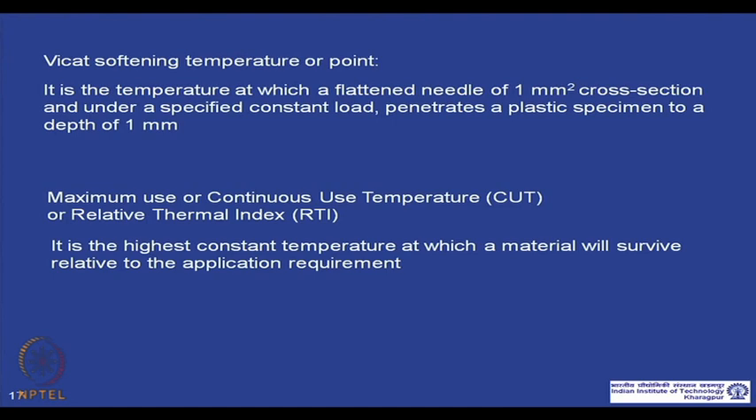Another important parameter of thermal behavior is the maximum use or continuous use temperature, sometimes called the relative thermal index. It is the highest constant temperature at which the material will survive, related to an application requirement. What does it mean? It means how long you can use it and what the service temperature is.